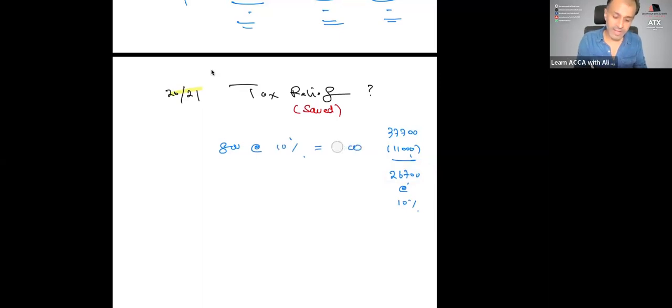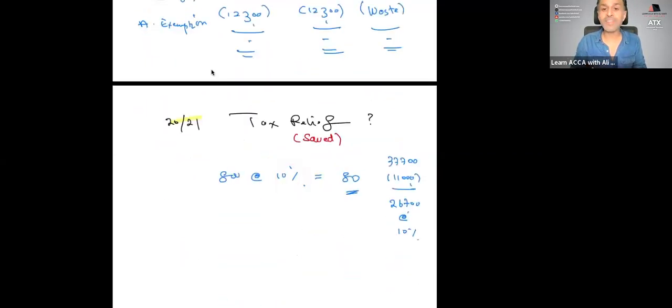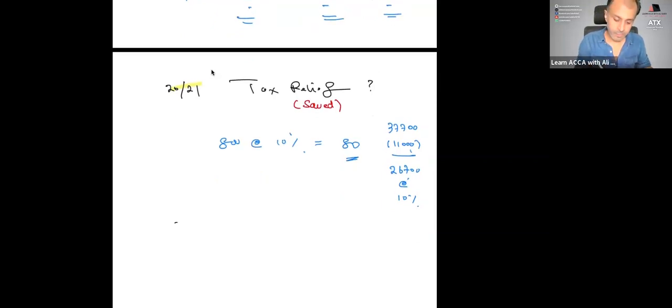Ultimately, the saving of tax from that tax year is going to be 80 pound. Because the gains have been reduced by this amount and will save this much tax, which means the total effective saving of tax from that tax year by relieving the loss will be 80 pound. Let's repeat the same story for the 21-22 tax year.